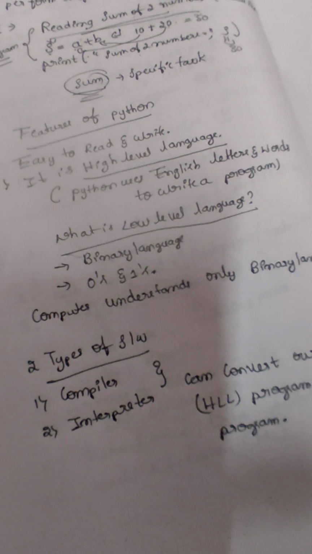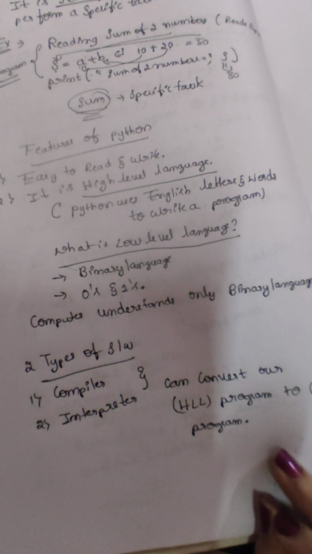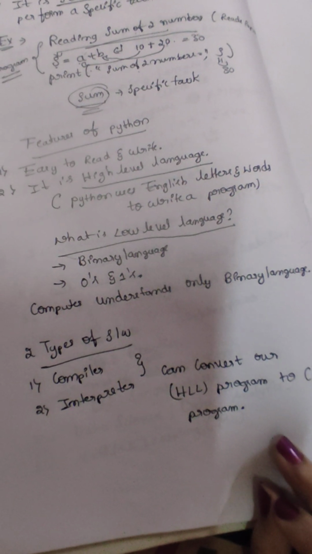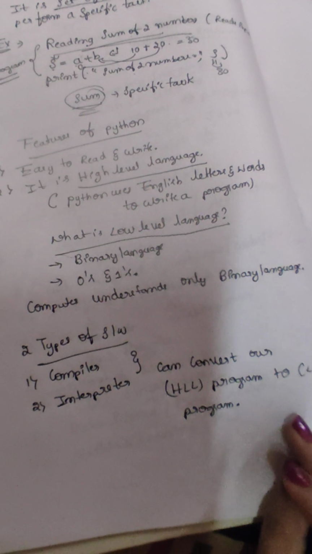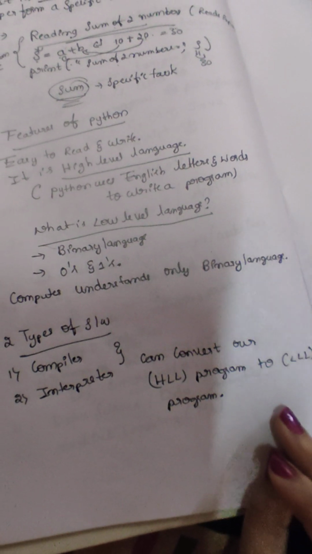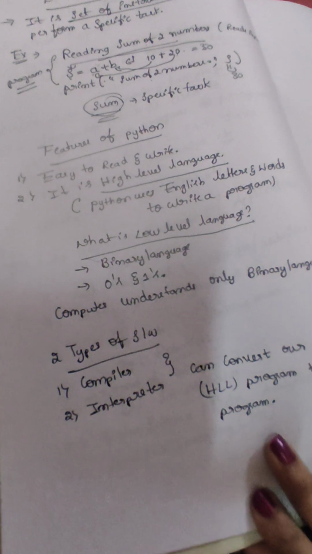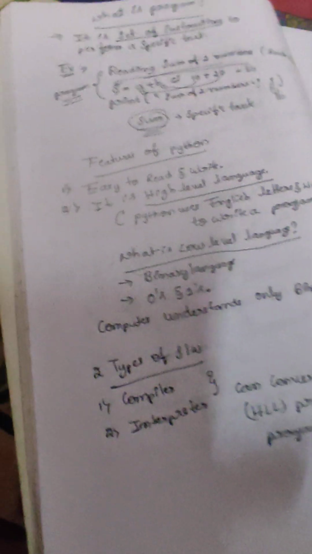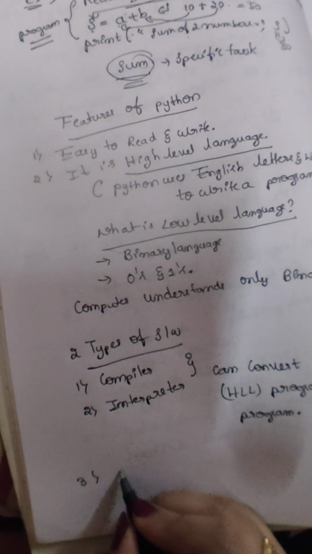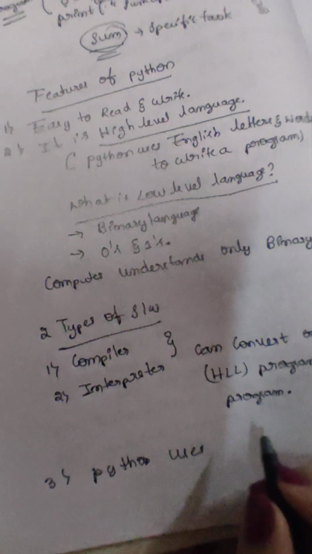I already said, as human beings, it is very difficult for us to convert from high level language to low level language. We have two types of software, compiler and interpreter. These two softwares can convert our high level programming language to low level program. But our Python uses interpreter. Third feature is Python uses interpreter.